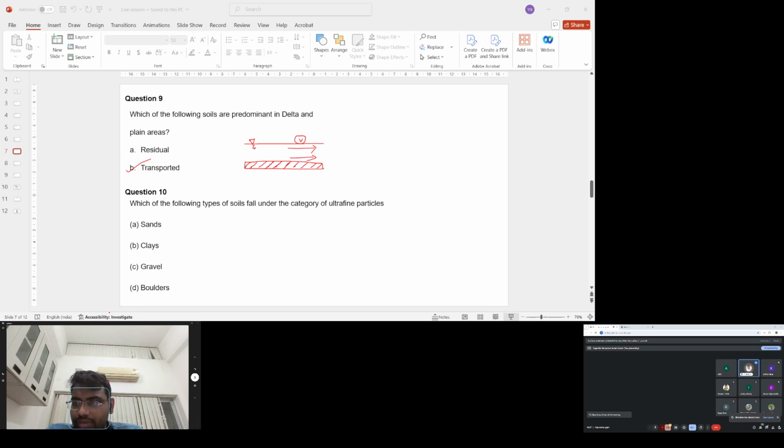On the ninth question, as we were discussing, the answer is A, but you have given a tick mark for option B. No, it is B only, transported soil. They are predominant in deltas and plains. After transportation, when conditions are favorable in a particular area, they deposit. That is called a delta. The soil that is getting deposited is transported from one place to another.